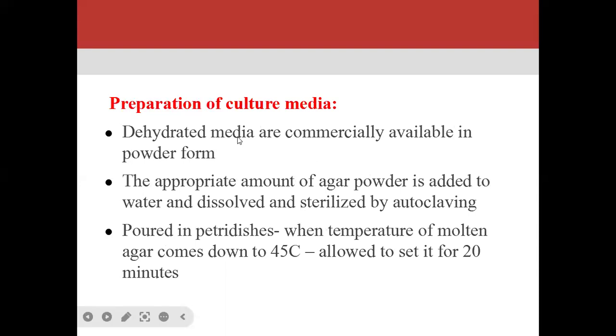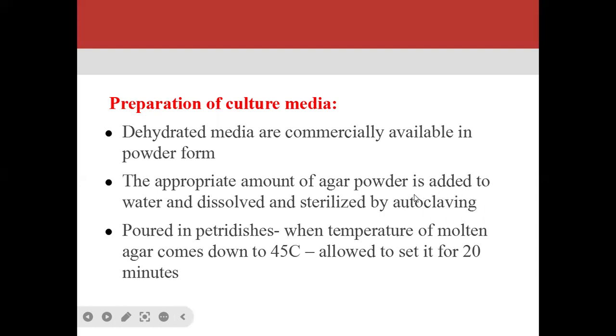Next, preparation of culture media. So how to prepare the culture media? Generally, dehydrated media are commercially available in powder form. We just have to take this dehydrated media and mix it with water. Based upon our need, we have to add some agar powder, an appropriate amount of agar powder is added to the water, and it is dissolved and sterilized by autoclaving at 121 degrees centigrade, 15 lb pressure for 15 minutes.